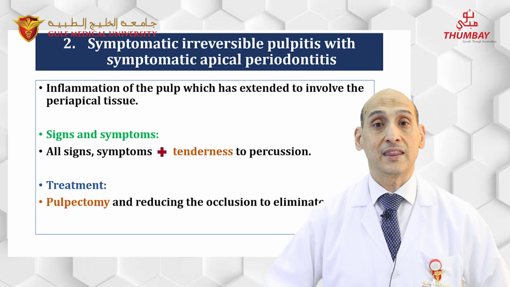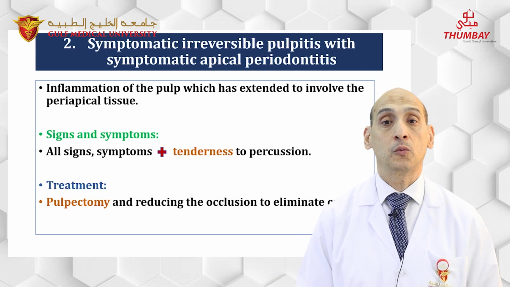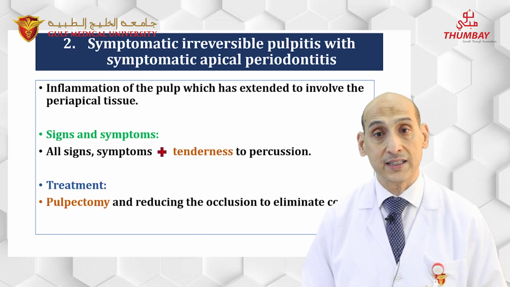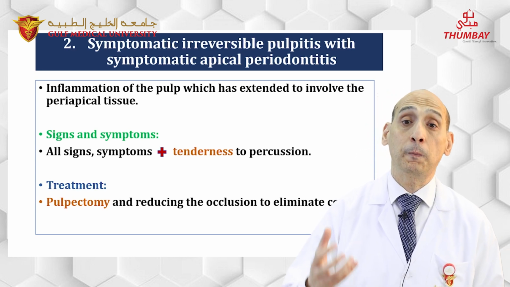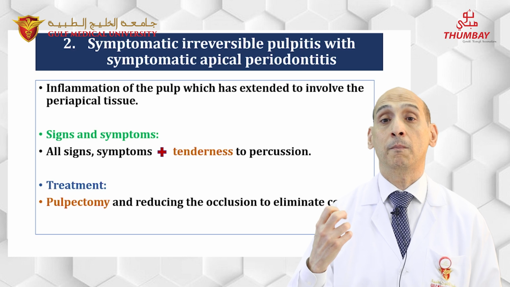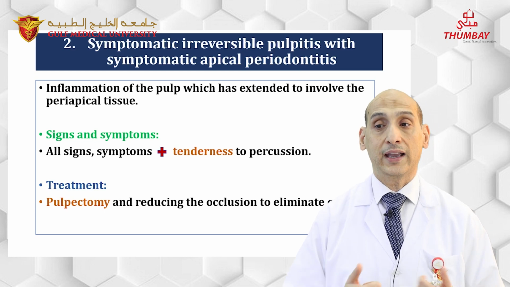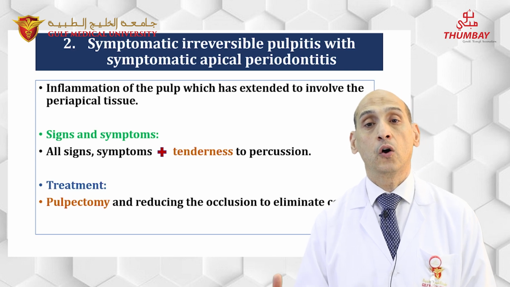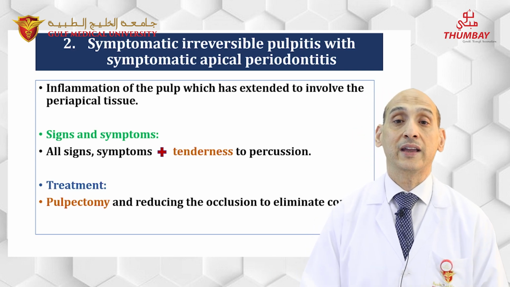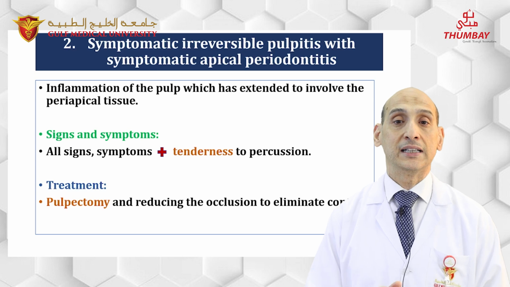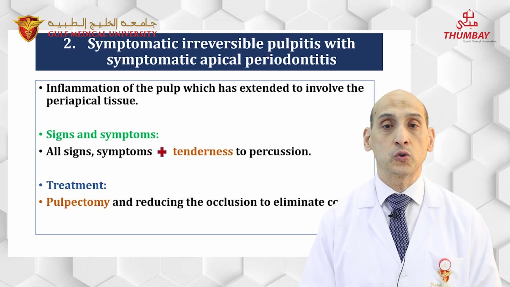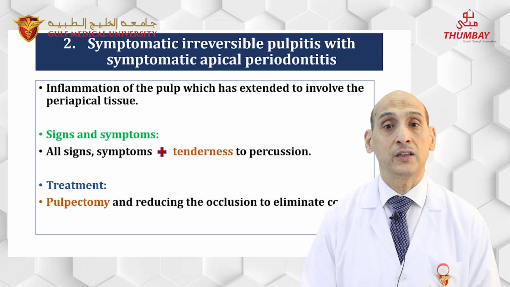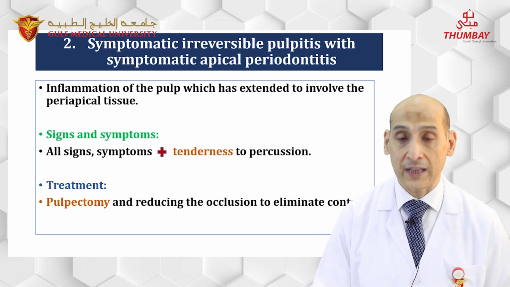Mostly this case will come to my clinic with all the characteristic features I mentioned before, in addition to pain on percussion or pain on mastication. So again, the treatment will be pulpectomy, removal of the whole pulp tissue, and I can also reduce the functional cusp to decrease the post-operative pain or to decrease the apical periodontitis.